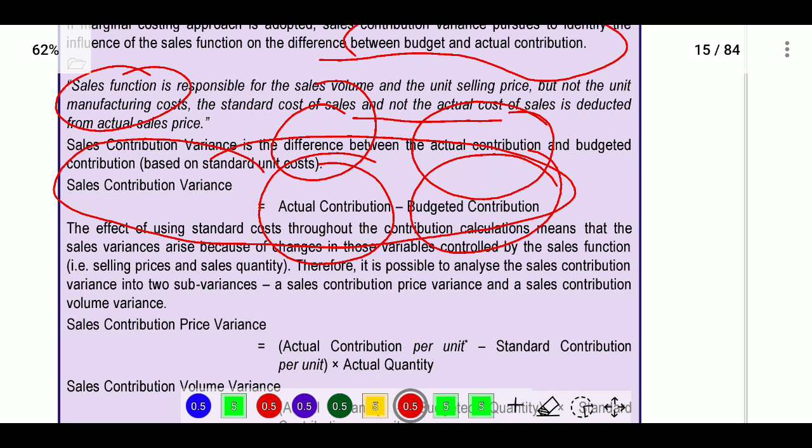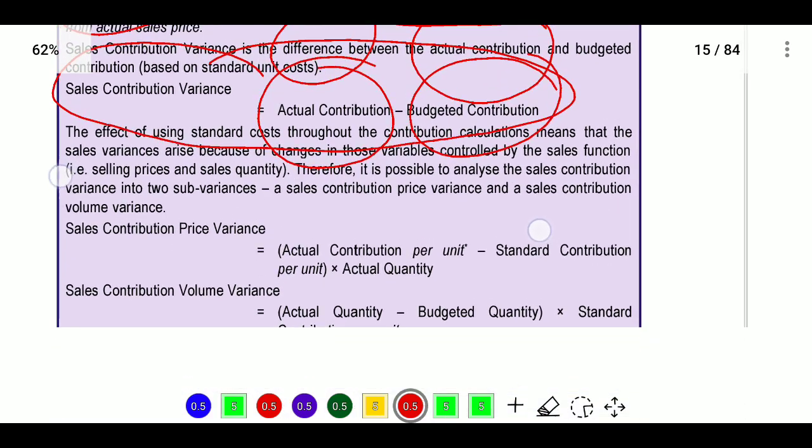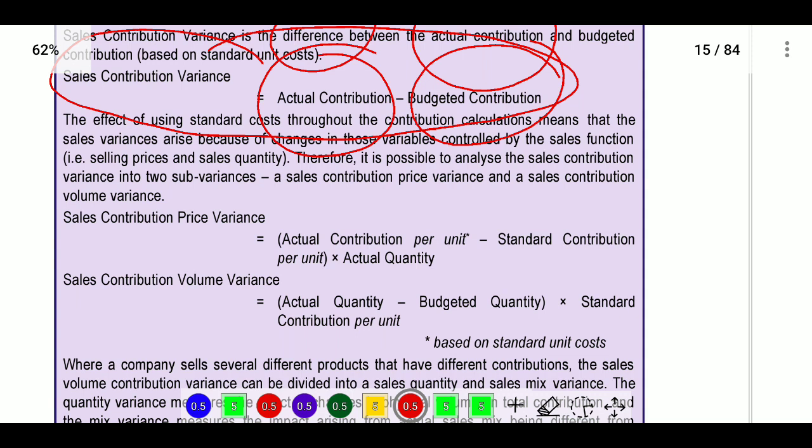Next, the effect of using standard cost throughout the contribution calculation means that sales variance arises because of changes in those variable costs. So here we have sales contribution price variance and sales contribution volume variance. Price means price, volume means quantity. So we will calculate the actual first. If we want price variance, we take actual price minus standard price, so standard contribution price into the quantity.